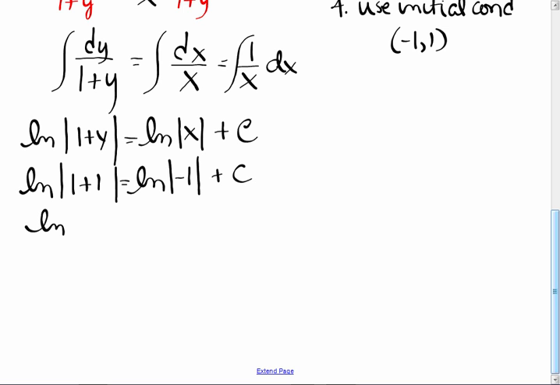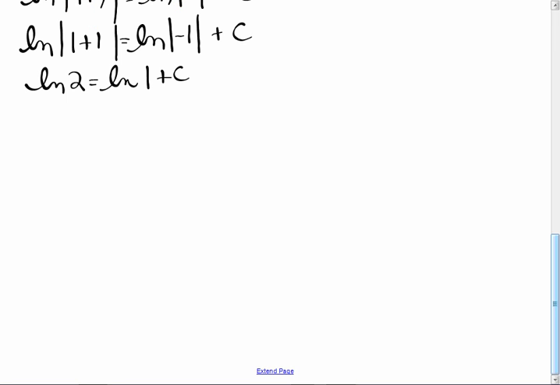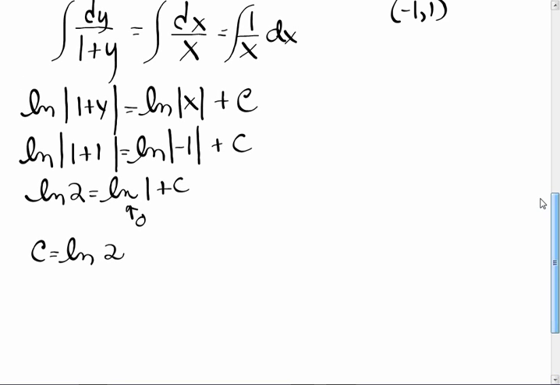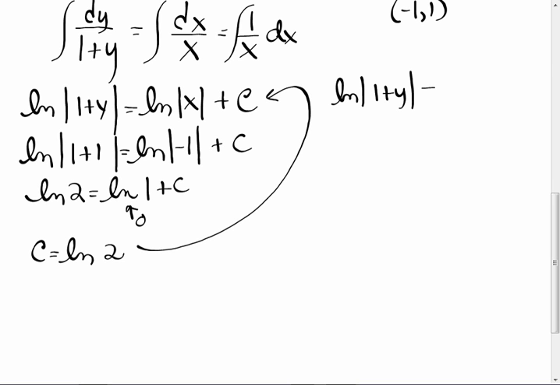This is the log of 2 equals the log of what? 1. What is the log of 1? That's 0. So c is equal to the natural log of 2. So I'm going to put that back into my function equation. And it gets a little tricky to do the rest of this problem. So I'm going to have the natural log of the absolute value of 1 plus y is equal to the natural log of the absolute value of x plus the natural log of 2.